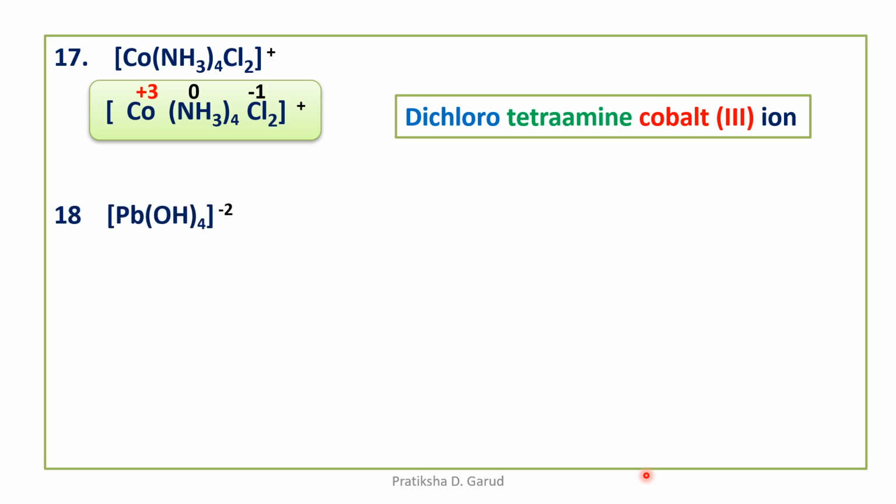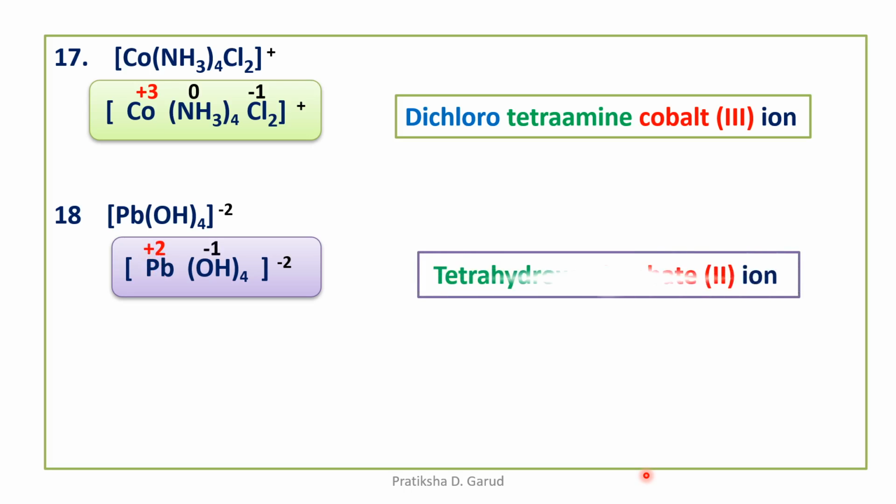Next is the [Pb(OH)4]2-. Again OH is the negative ligand, therefore -1 charge, and hence the oxidation number becomes +2. So the name is tetrahydroxoplumbate +2 ion. Why is it plumbate? Because it is an anionic complex which is having the minus charge, and hence the ending is ATE.